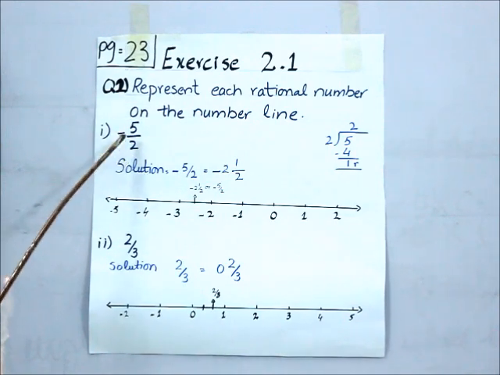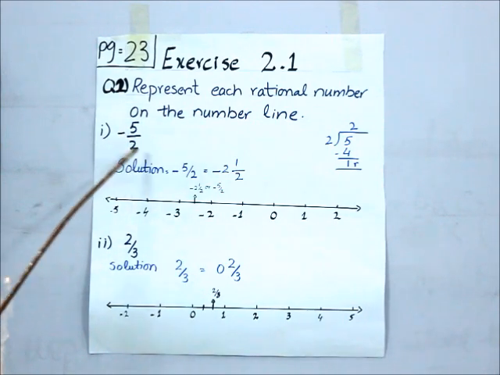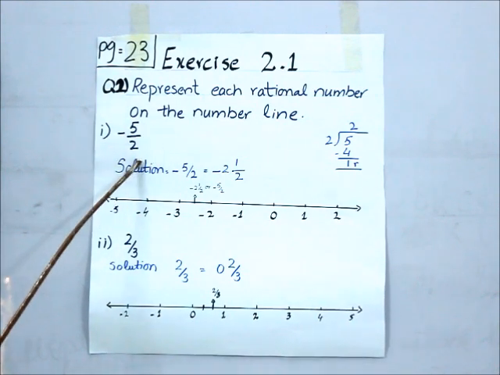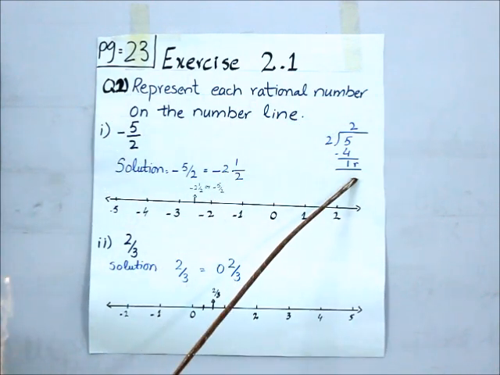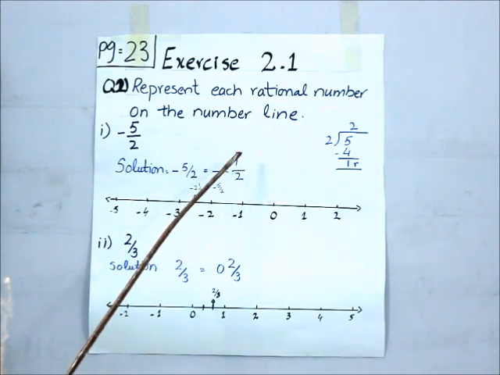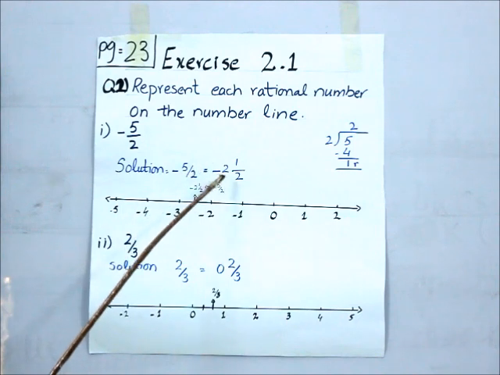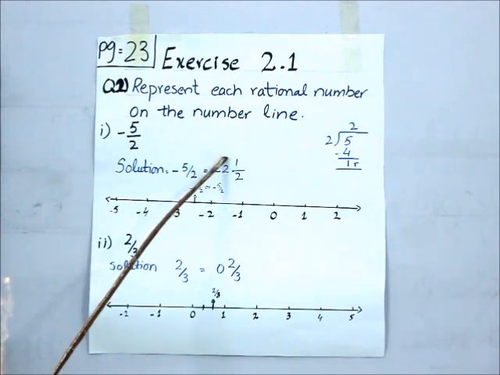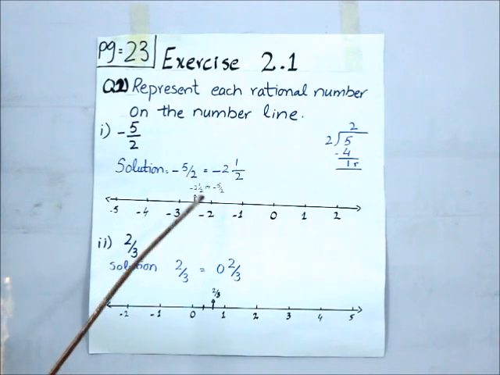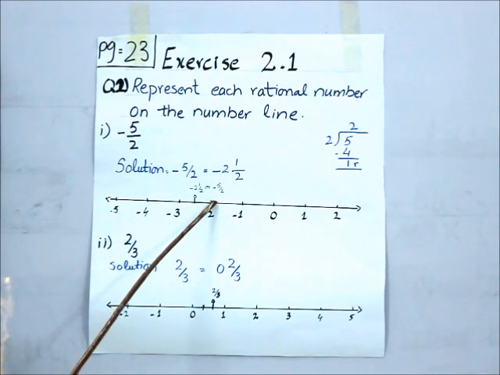As you see, this is an improper fraction. So what should we do? The numerator is greater, you know it very well. This is an improper fraction. We will divide it and get our answer as a mixed number, minus 2 whole 1 by 2. As I have told you, this whole number tells us the starting point. So my starting point is minus 2.